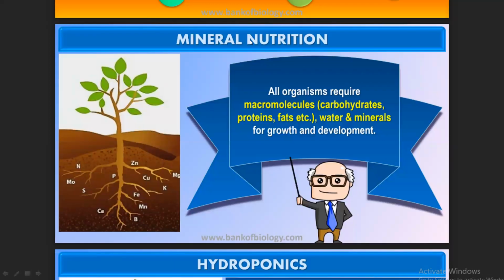So mineral nutrition, don't write anything. I'll give you notes for this. All organisms require macromolecules like carbohydrates, proteins, fats, etc., water and minerals for growth and development. This is a simple statement. All organisms, not only plants, require macromolecules. Why are they called macromolecules? Because their size is big. Carbohydrates, proteins, fats, they contain many atoms.